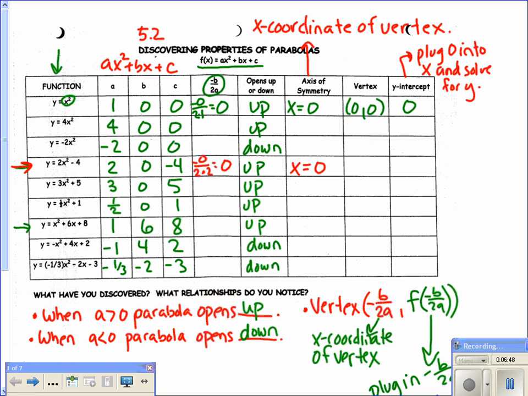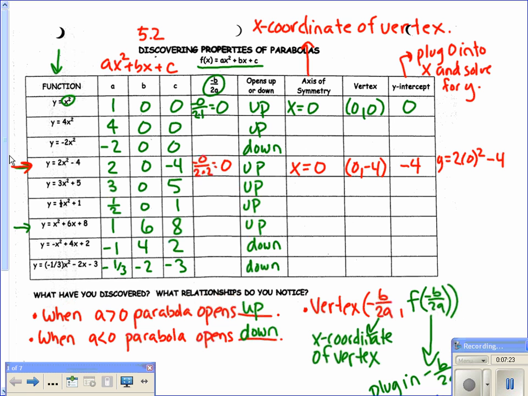Now if I want to find my vertex, I plug that into my equation. So I'm going to do the math off to the side. So I get y equals 2 times 0 squared minus 4. So 0 squared is 0, 0 times 2 is 0, and 0 minus 4 would be negative 4. So my vertex now is at 0, negative 4. And if I want to find my y-intercept, you plug 0 in for x and solve. Well, the x of my vertex was 0, so I already know that my y-intercept is going to be negative 4.